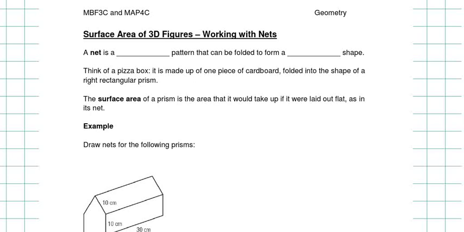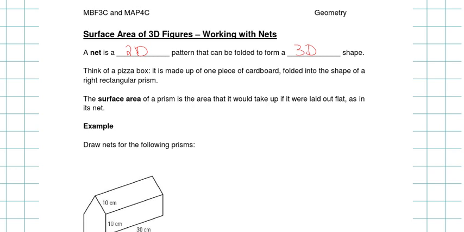So when we unfold that 3D shape, we call that the net, okay? So this is called a net of the 3D shape. So a net is a 2D pattern that can be folded to form a 3D shape. Right? So think of a pizza box. When they bring the pizza box, they bring it as a cardboard that's flat, right? And then they fold it and put it together to make a 3D shape.